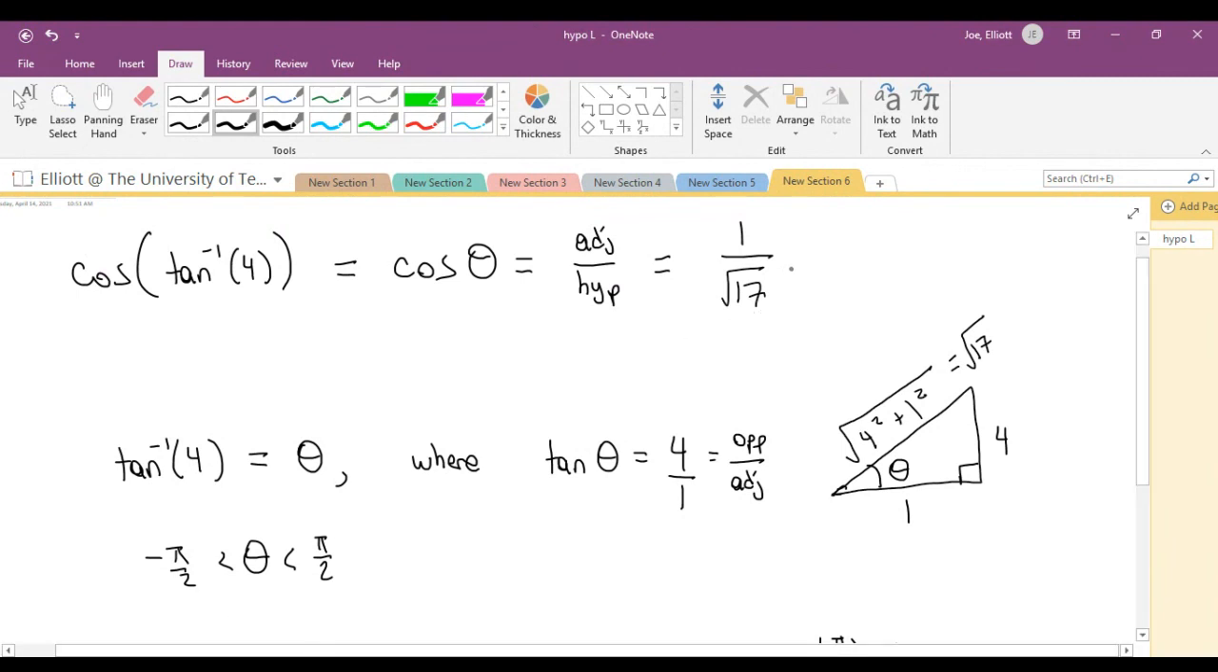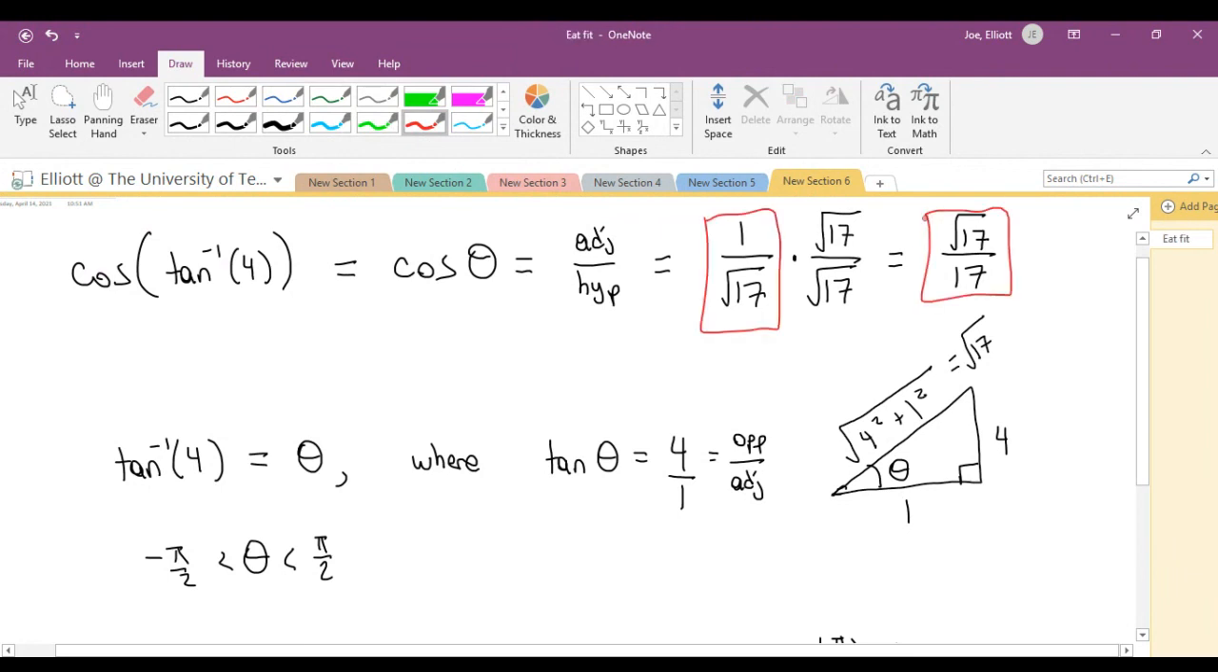And to me, that's a perfectly good answer. I know some people insist on rationalizing the denominator. So you could also write the answer as square root of 17 over 17 as well, okay? Either of these two would be acceptable to me. All right, good.